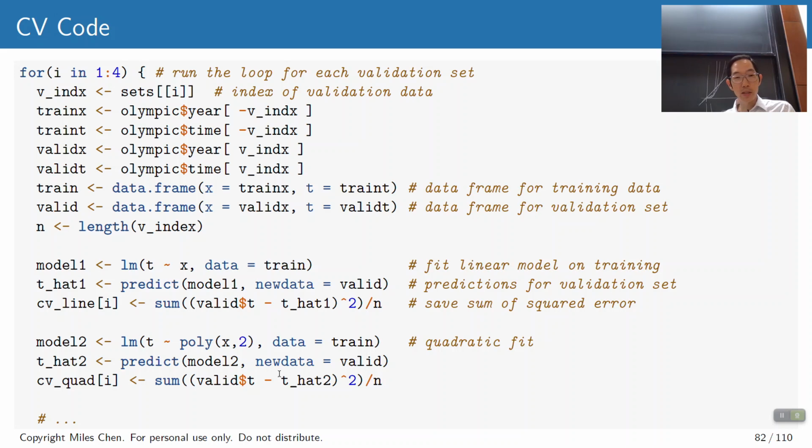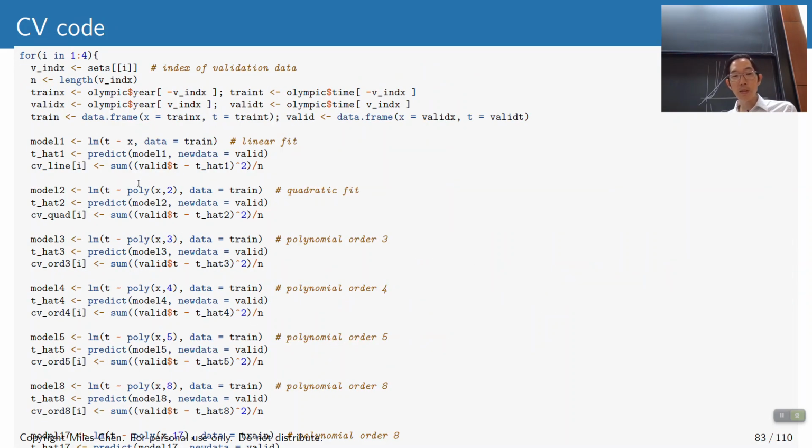Basically this is all the same code, but I'm going to do it for third order polynomial, fourth order, fifth order, sixth order, seventh order, eighth order, and 17th order polynomial. And I just kind of repeat this. And I'm going to do this a total of 4 times.